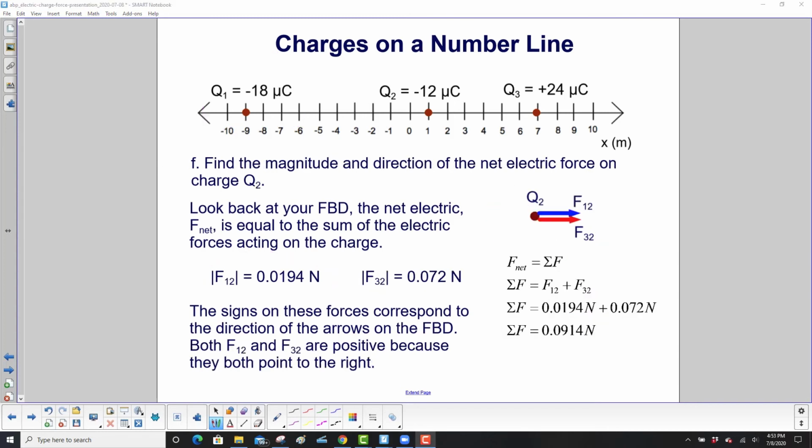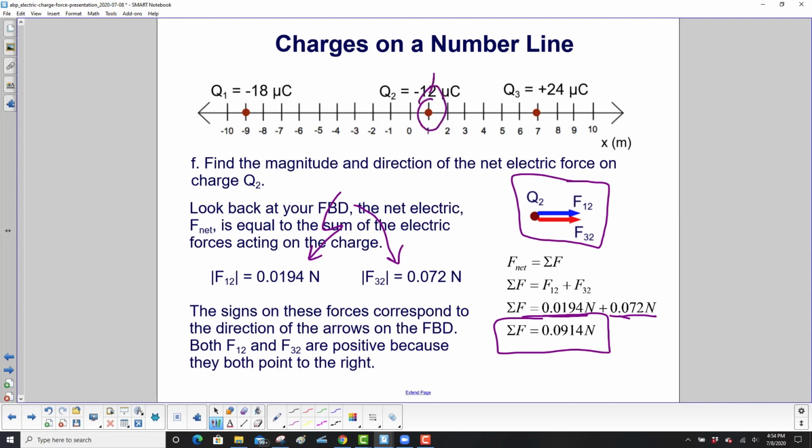And now let's look at the magnitude and direction of the net electric force on charge Q2. We look at our free body diagram and see both forces are to the right. So that means both forces, here's our magnitudes here, will get a positive value because they're directed to the right. So we have 0.0194 newtons plus 0.072 newtons, add them together, and we get the force, and it'll be to the right because it's positive, 0.0914 newtons. So this charge is going to want to move in this direction.